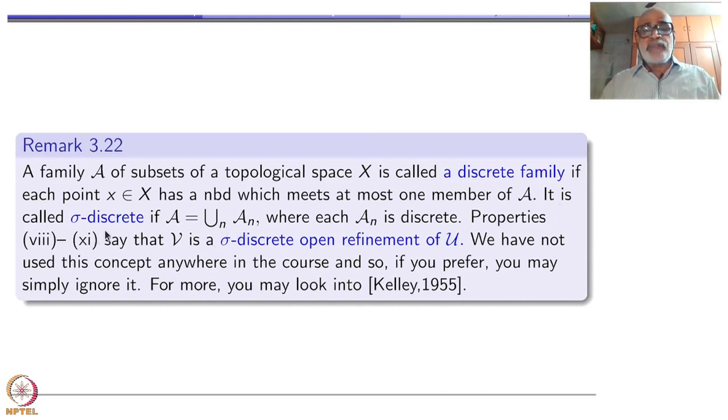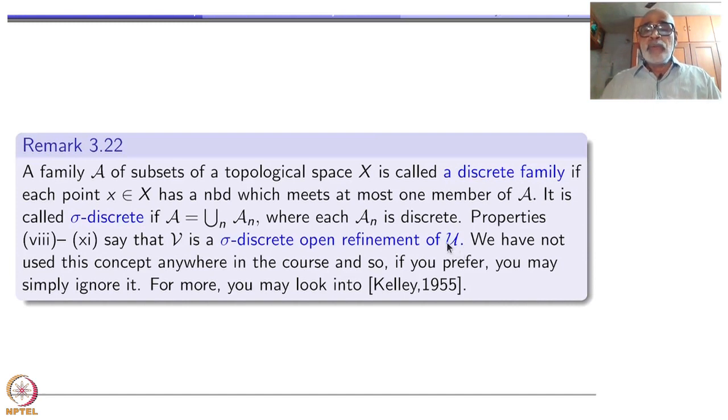It is called sigma discrete if it is a countable union of An's where each An is discrete. So that is why that n has come. When you fix n, it is a discrete family. You take the union, it becomes a cover and so on. Only a countable union you have to take. Such a thing is called sigma discrete. This family A itself is not discrete. That's one thing you have to understand. It's sigma discrete. With properties 8 and 9, this V which we have constructed is a sigma discrete open refinement of U.